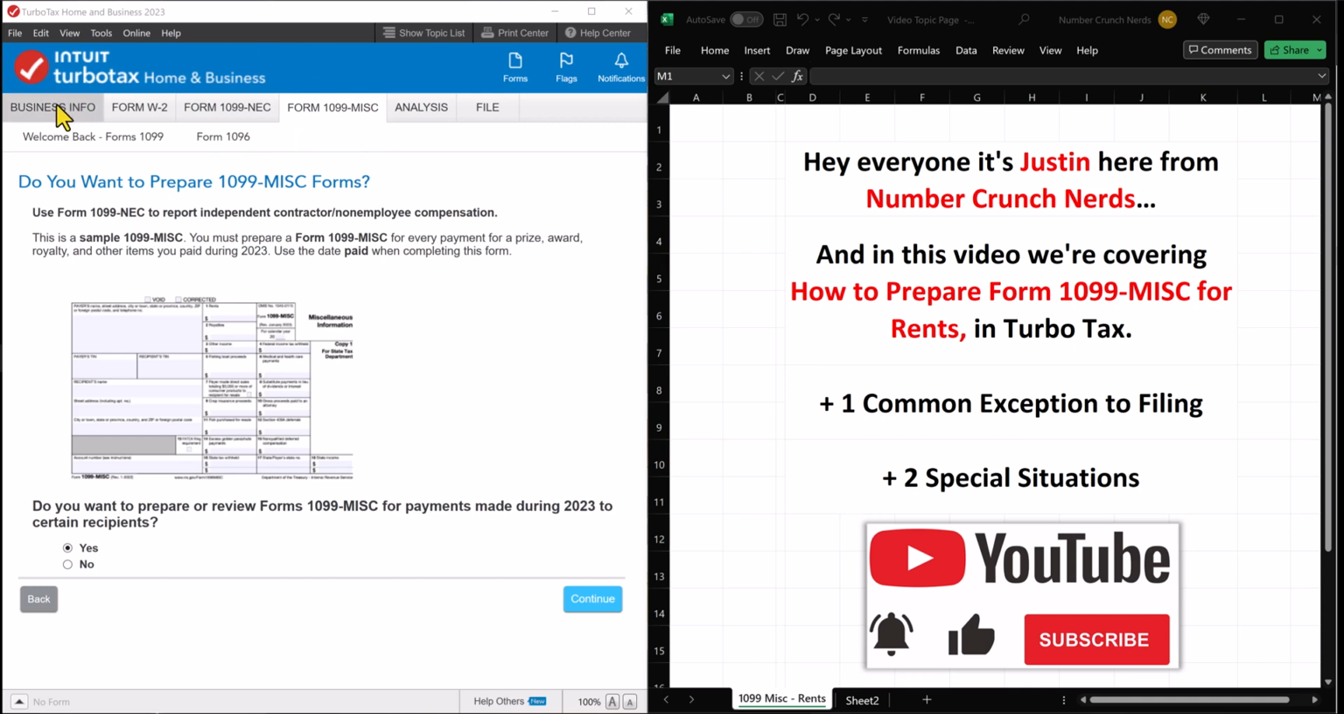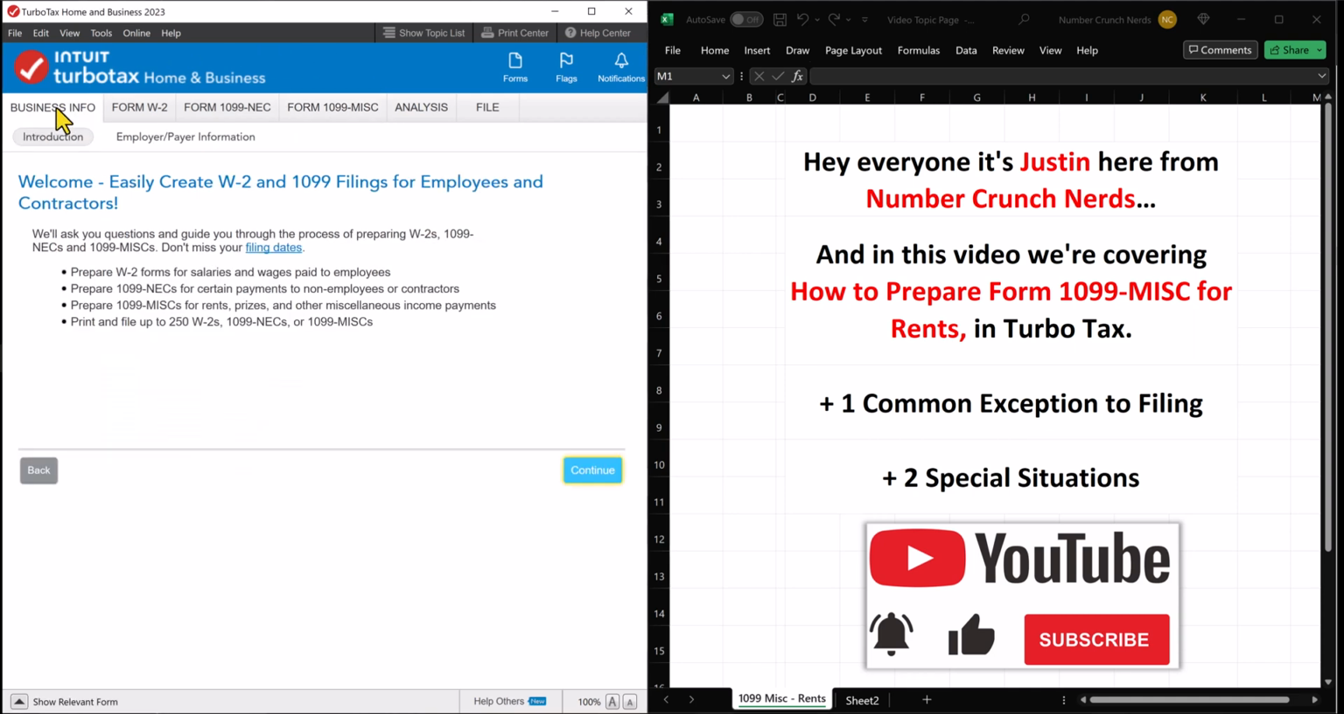And the business info section that you enter, that is going to be for your business. So the business that's actually going to issue a W-2 to an employee, issue a 1099 NEC to an independent contractor, or issue a 1099 miscellaneous for a variety of different kinds of payments. In this case, we're going to be talking about paying rents.